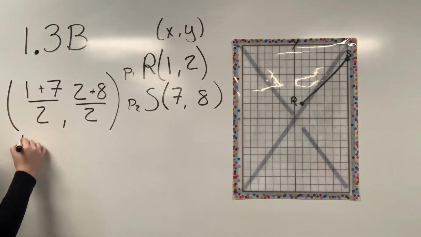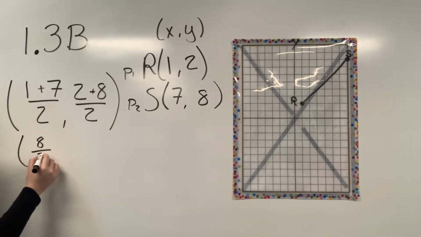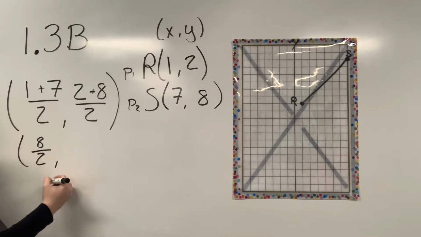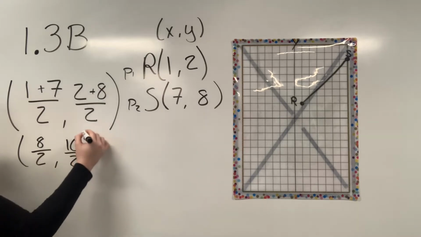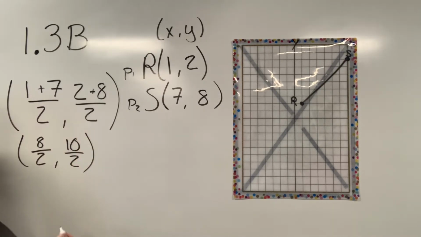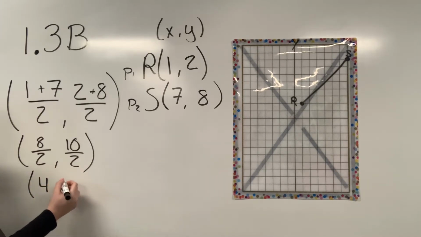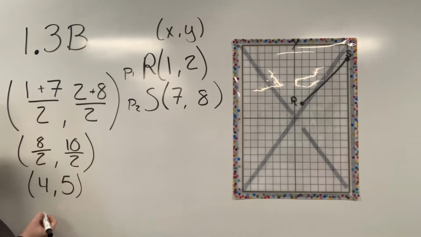1 plus 7 is 8, keep the divided by 2, comma. 2 plus 8 is 10, divided by 2, close parentheses. 8 divided by 2 is 4, comma, 10 divided by 2 is 5. So our midpoint is (4, 5).